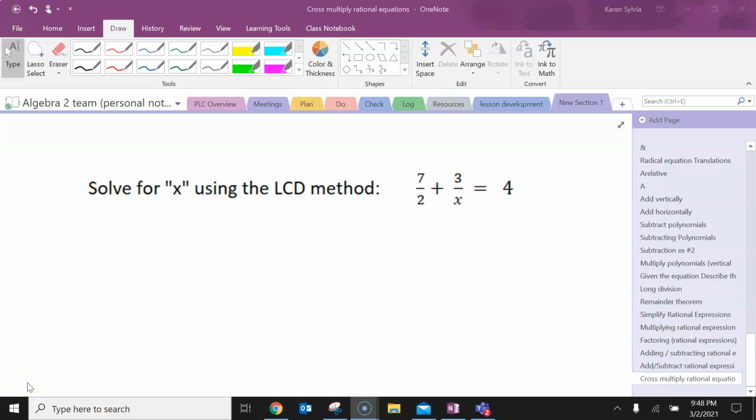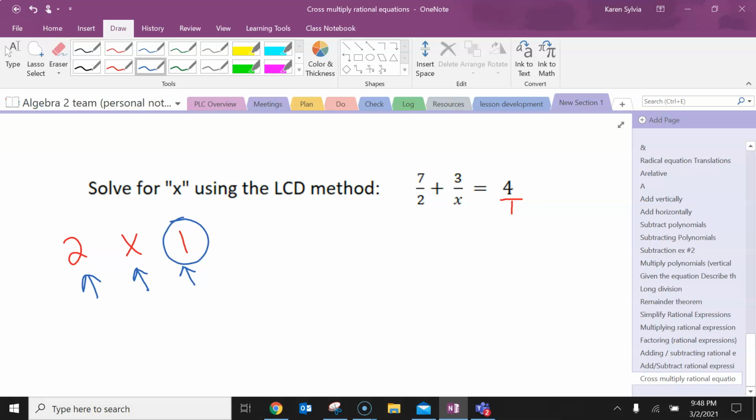Using the LCD method, we first have to consider all the different denominators in the problem. My denominators are 2, x, and 1. In here, I have a 2, I have an x, I have a 1. This will go into anything whatsoever, so I don't really have to concern myself with that one.